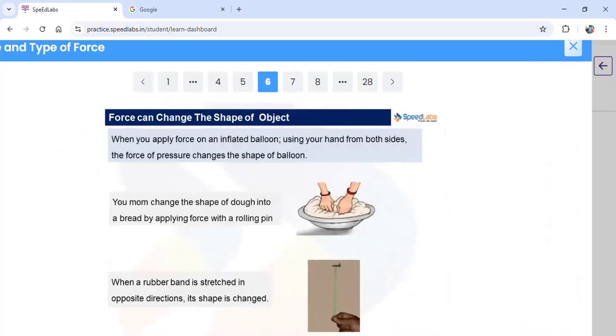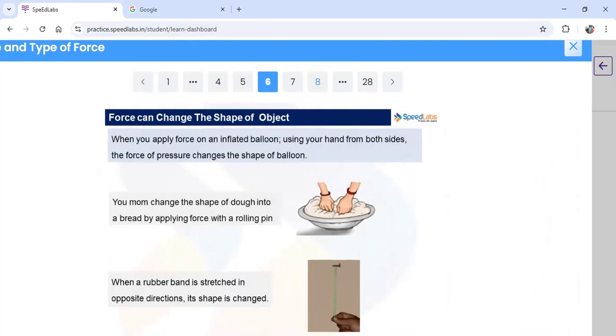Next, force can change the shape of the object. When you apply force on an inflated balloon using your hands from both sides, the force of pressure changes the shape of the balloon. Your mom changes the shape of dough into a bread by applying force with the rolling pin. Yes or no? And when a rubber band is stretched in opposite directions, you can see its shape is changed.